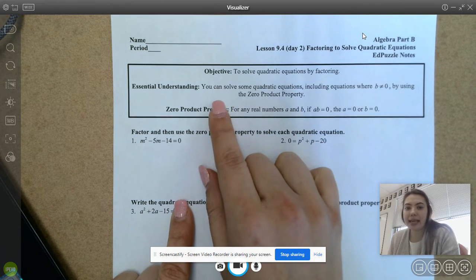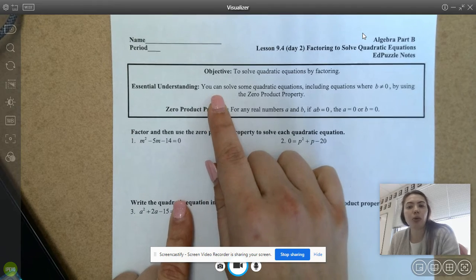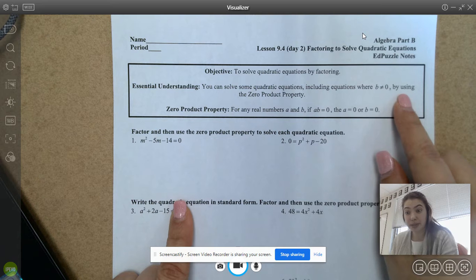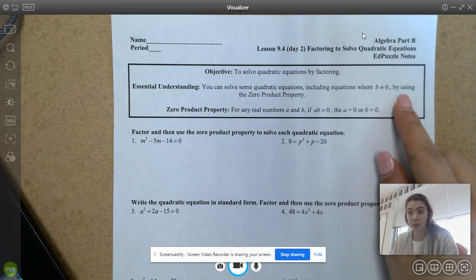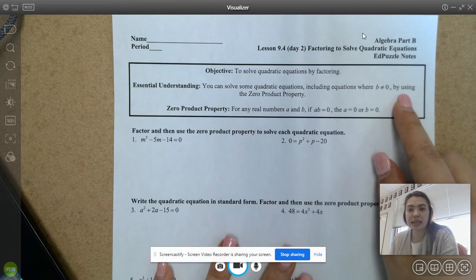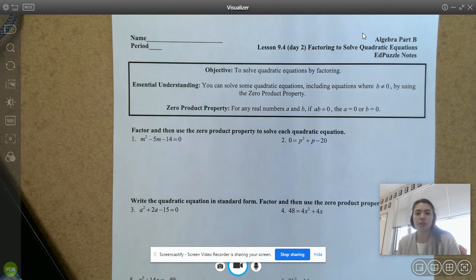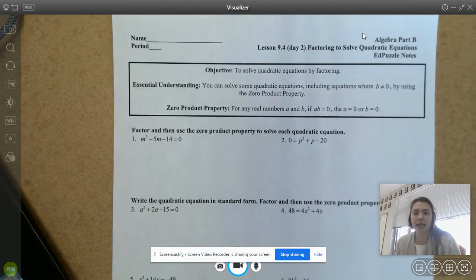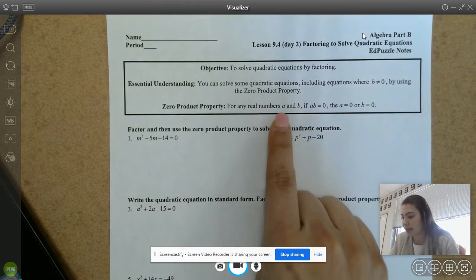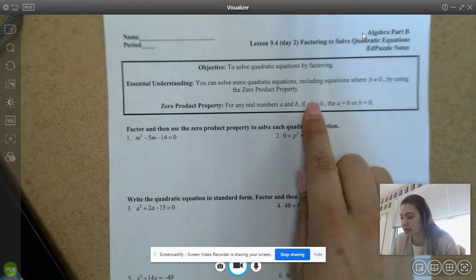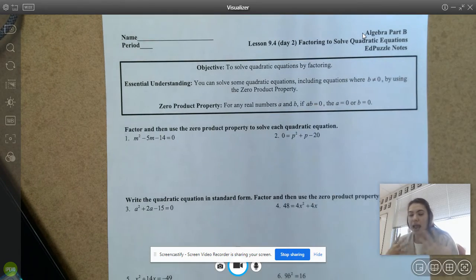It is the idea that we can solve some quadratic equations, including equations where that b value is equal or not equal to 0, by using the zero product property. And the zero product property tells us that for any real numbers a and b, if we multiply a and b, we get 0. So therefore, a could be equal to 0, or b could be equal to 0.